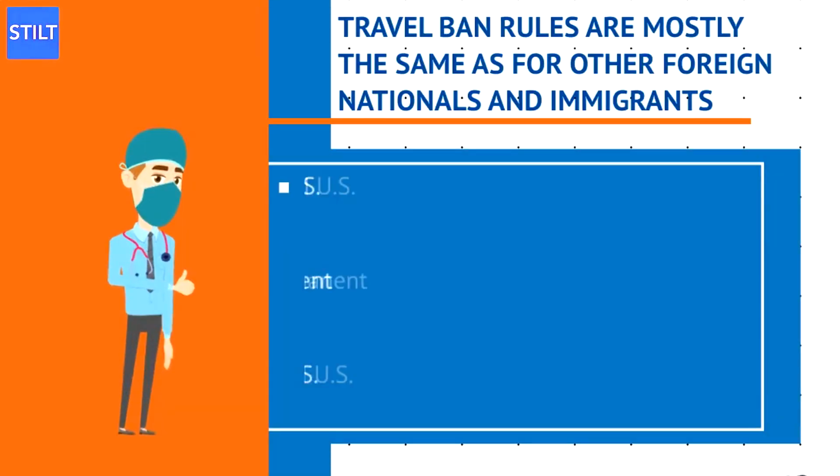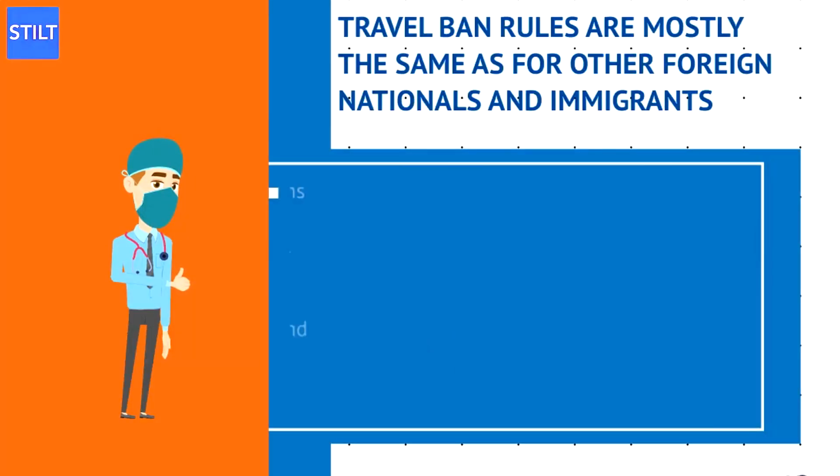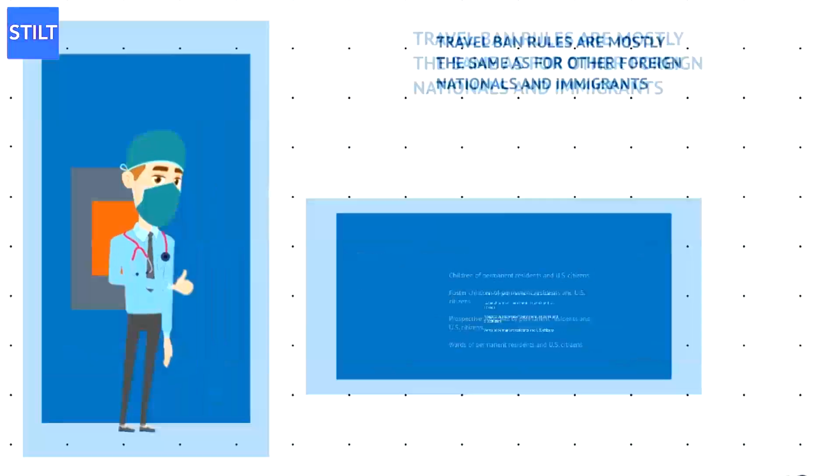These exemptions include spouses of permanent residents and U.S. citizens, parents and legal guardians of permanent residents and U.S. citizens, siblings of permanent residents and U.S. citizens, children of permanent residents and U.S. citizens, foster children of permanent residents and U.S. citizens, prospective adoptees of permanent residents and U.S. citizens, wards of permanent residents and U.S. citizens. It is recommended that international travel for you and your immediate family be avoided if possible at this time.